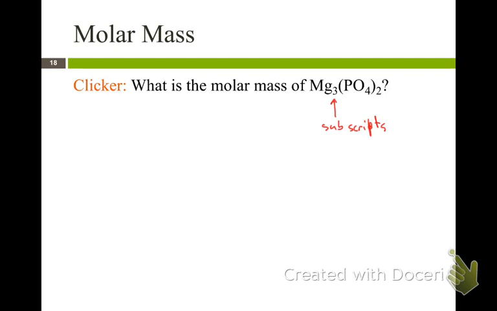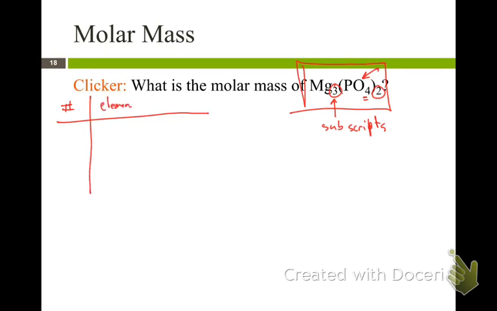And that means that in this one compound, we have 3 magnesiums, we have 2 of everything in the parenthesis, which is called a phosphate, and each phosphate has 4 oxygens. So we're going to need to do some math now. We're going to think about, okay, how much each one of these weigh. So we're going to do a little table here to help us. We're going to have the number of each of them, what the element is, and then we're going to have the weight.